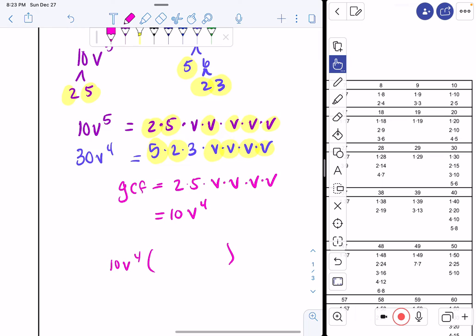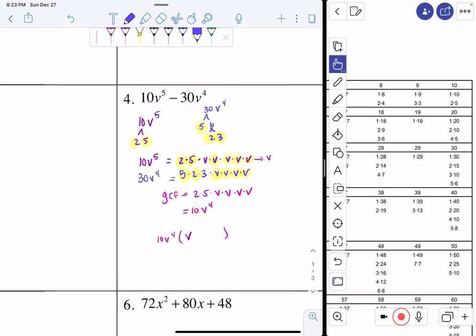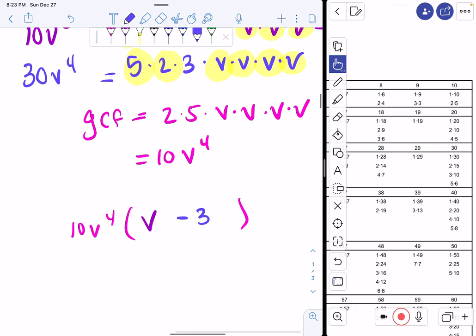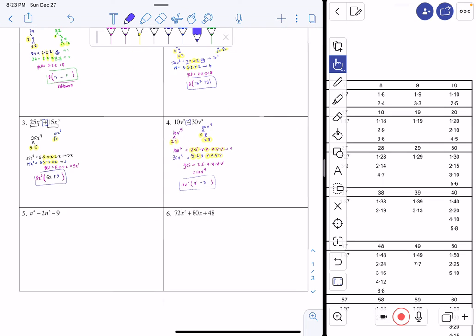And now I do my leftovers. My leftover in my first term is a v. My leftover in my second term is a 3. And it's going to be a minus 3. And this is your final answer.